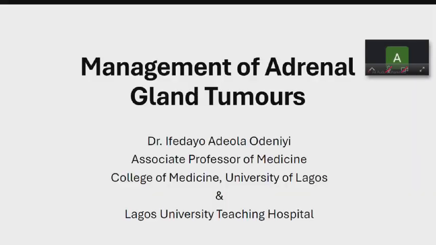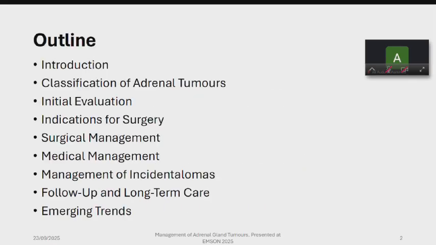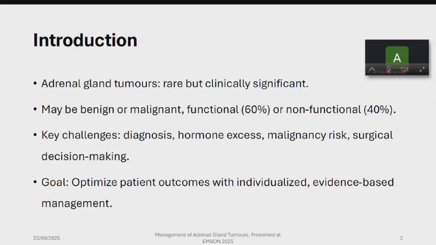Okay, so I'm going to be talking about management of adrenal tumor. Now, these are tumors that we don't see commonly. We all know about the adrenal gland, we talk about Cushing's syndrome, and all that. I'm going to follow this outline, and in the next 10 minutes or thereabouts, I should be through with this presentation. As I said, adrenal tumors are rare, and they can either be benign or malignant.